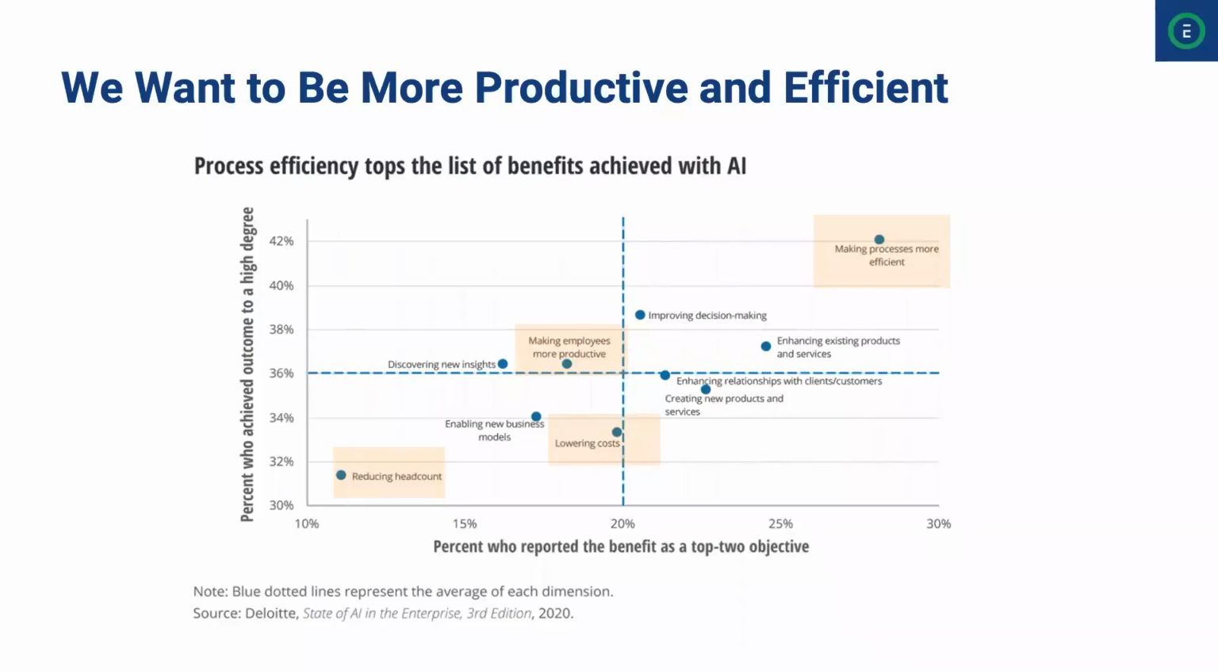AI is finally hitting the mainstream, and organizations are seeing broad benefits of laser-focused solutions to solve specific problems. This chart from Deloitte sums it up. Making complex processes more efficient leads the pack when it comes to objectives for AI projects and their true outcomes. Accounting processes are ripe for improvement, and putting the invoice flow on autopilot can be a key to freeing up staff and reaching max efficiency.